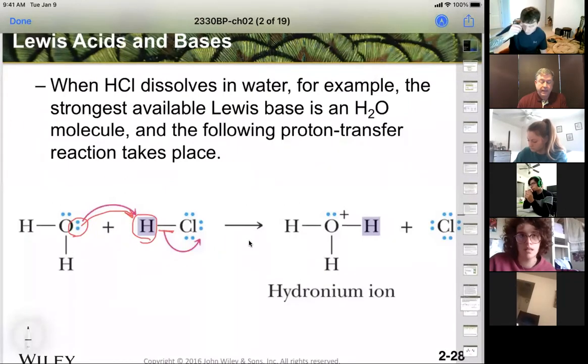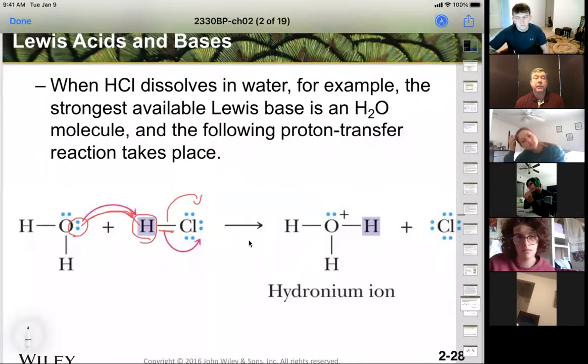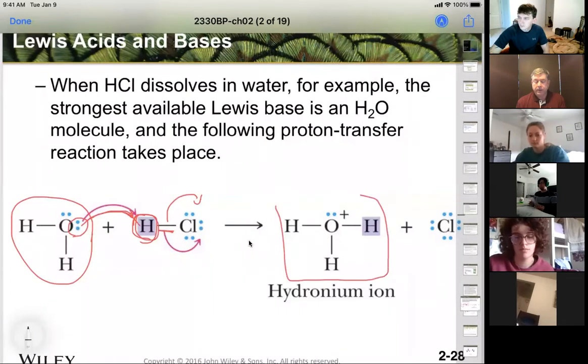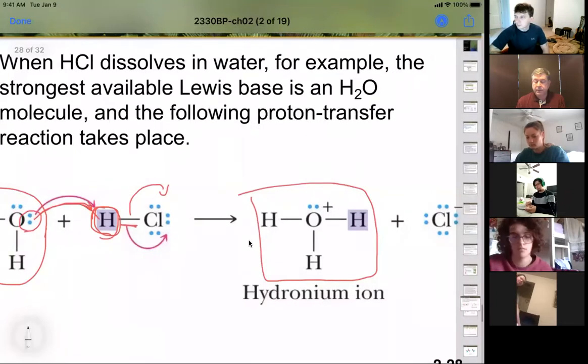Okay, so that has been accepting these electrons. Now, in the process, it's giving up these electrons back to the chlorine. So the hydrogen here is the Lewis acid. The water here is the Lewis base. And we generate our new compound here, our hydronium ion, and it's counterbalanced by our chloride ion.